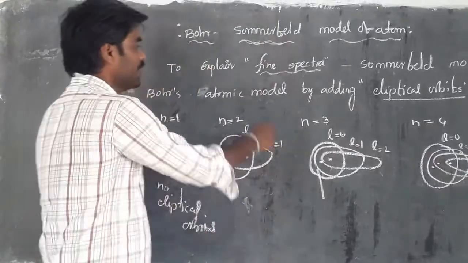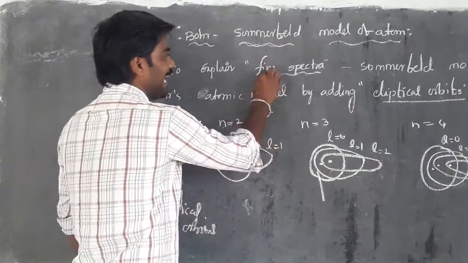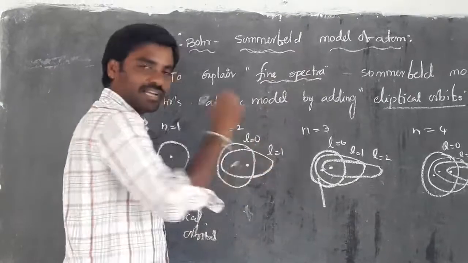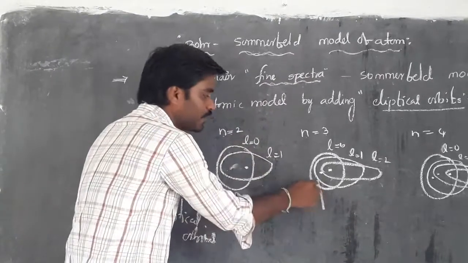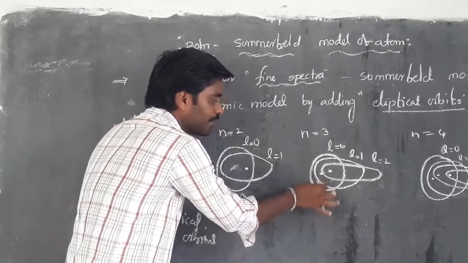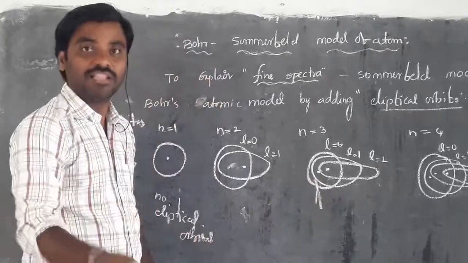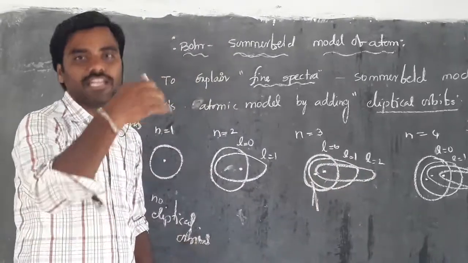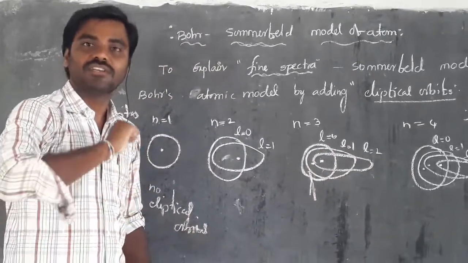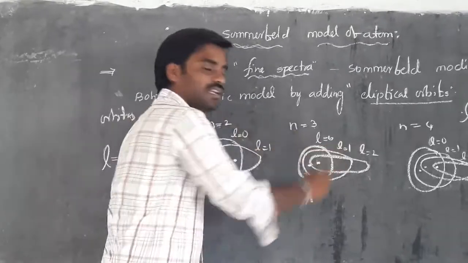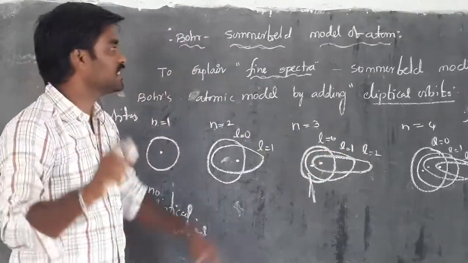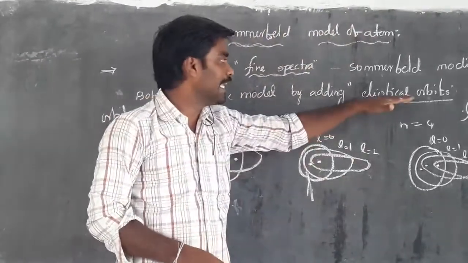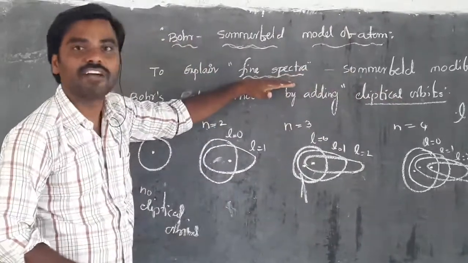Even though this assumption was given, and the values for fine spectra are correct, for this question, how the centripetal and centrifugal forces are equal even though the electron is choosing an elliptical path, he was unable to answer. Theoretically, it is incorrect, but mathematically, that is correct. So this is the Bohr-Sommerfeld model of atom with elliptical orbits to explain fine spectrum. Understood?